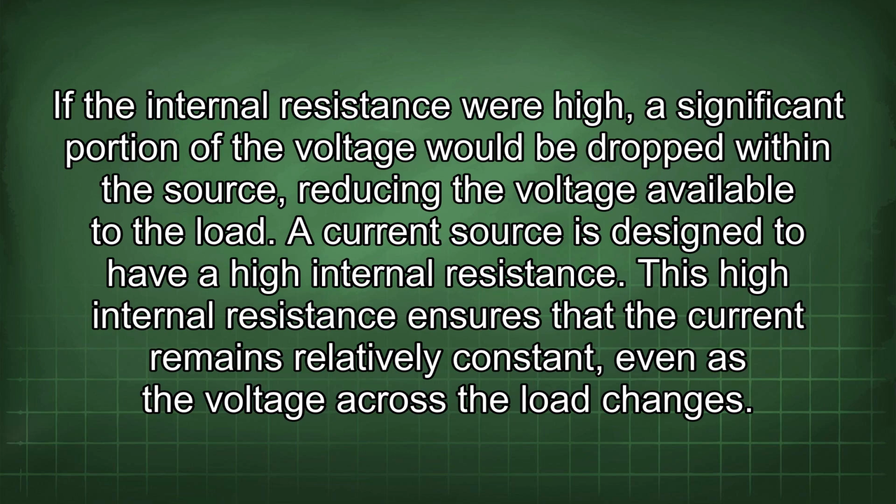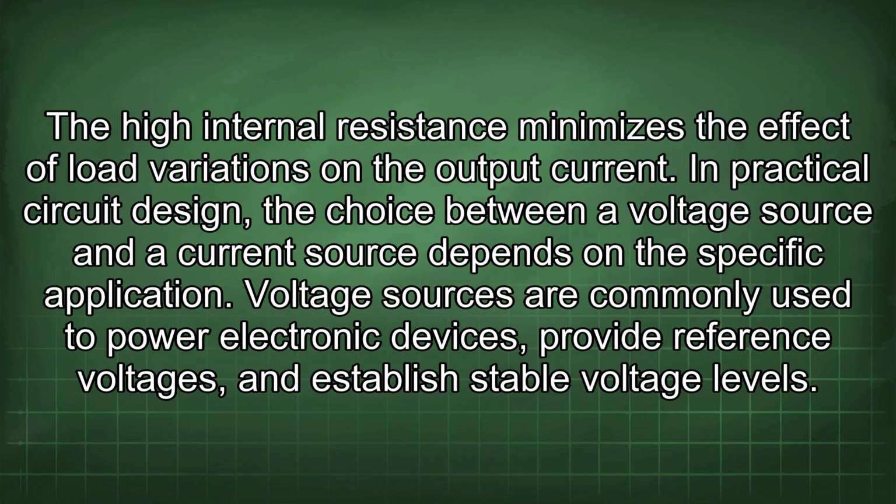A current source is designed to have a high internal resistance. This high internal resistance ensures that the current remains relatively constant even as the voltage across the load changes. The high internal resistance minimizes the effect of load variations on the output current.